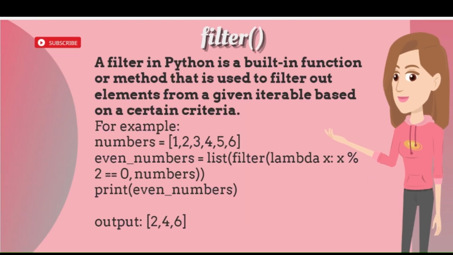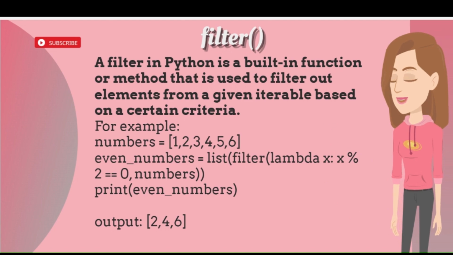Filter. A filter in Python is a built-in function or method that is used to filter out elements from a given iterable based on a certain criteria. For example, numbers = [1, 2, 3, 4, 5, 6]. even_numbers = list(filter(lambda x: x % 2 == 0, numbers)). Print even_numbers. Output: 2, 4, 6.